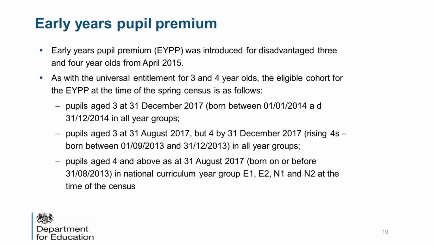The early years pupil premium was introduced for disadvantaged 3 and 4-year-olds in April 2015. This information is collected annually in the spring school census. The eligible cohort for the early years pupil premium is shown on the slide. Pupils aged 4 in reception will be entitled to the main school age pupil premium and therefore are excluded from the eligible cohort for the early years pupil premium.